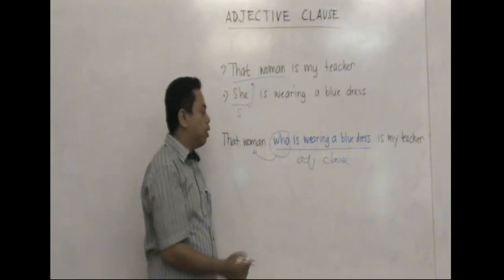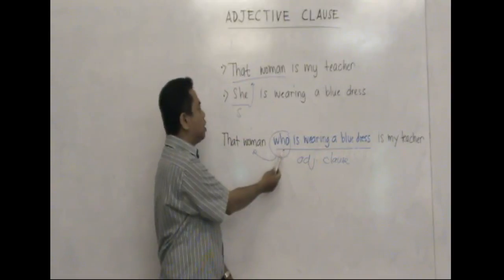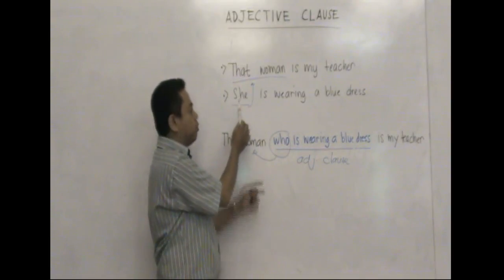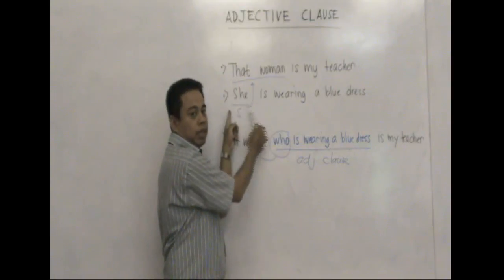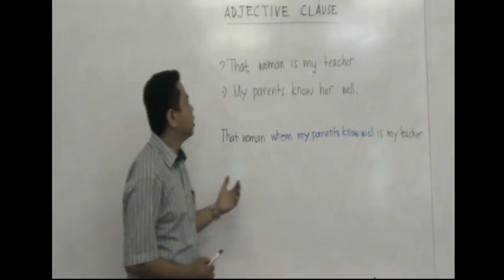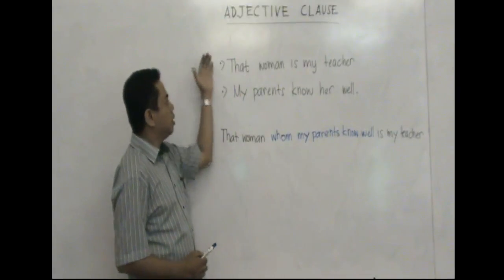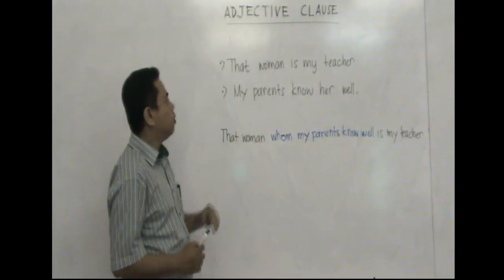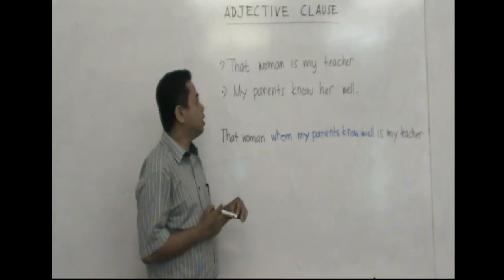And again, why do we use who? Because it substitutes she, that's a person, and it functions as a subject in the adjective clause. What about whom? Now I'll explain when we use whom. So another, I have 2 sentences.